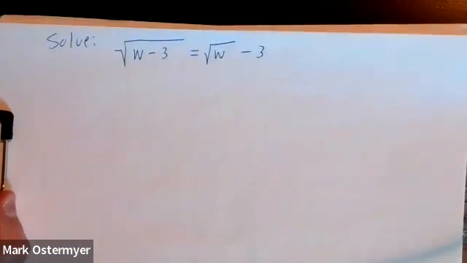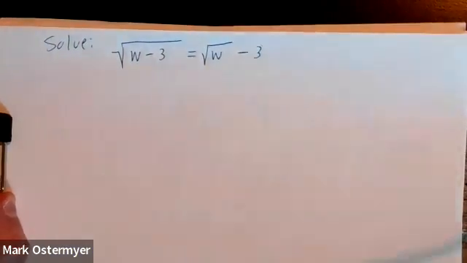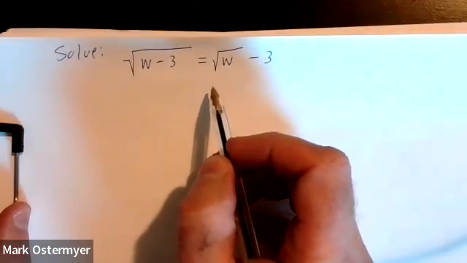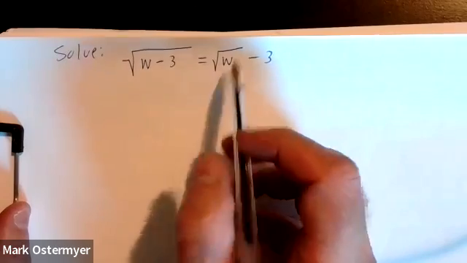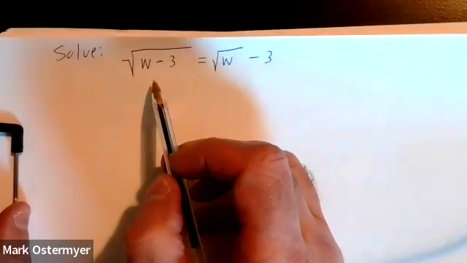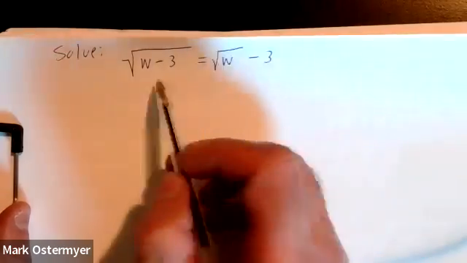All right, here's another one. We're going to try to solve this square root or radical equation for the variable w. To do so, we want to isolate our square root on one side of our equation. Now, we do not have it isolated on the right side, but we do have it isolated on the left side. That's good enough to square both sides initially.